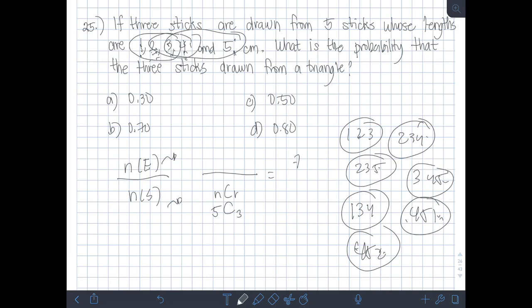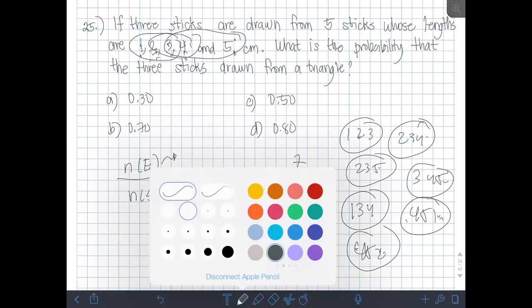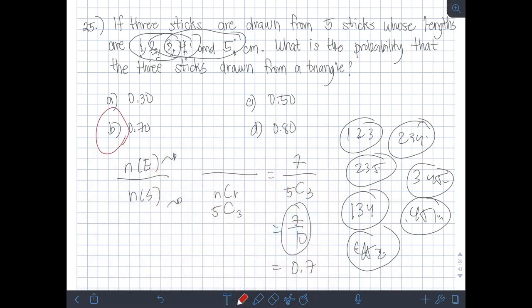So, we have 7 over 5C3. Yung 5C3, ano ba yun? Gamit tayo ng calculator. 5C3 is 10. So, parang 7 over 10 or in decimal 0.7. So, the answer is letter B.